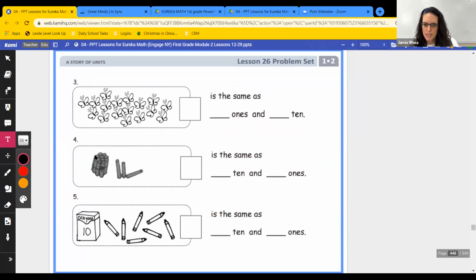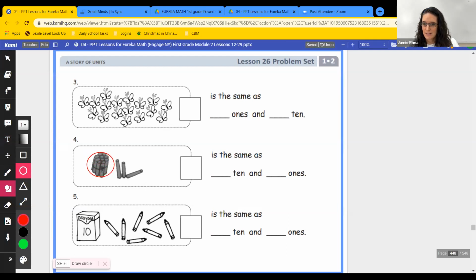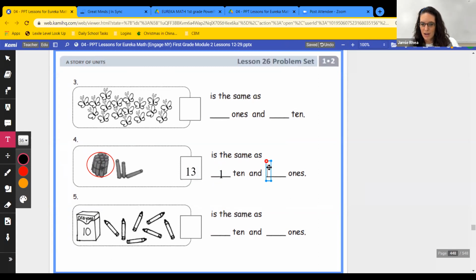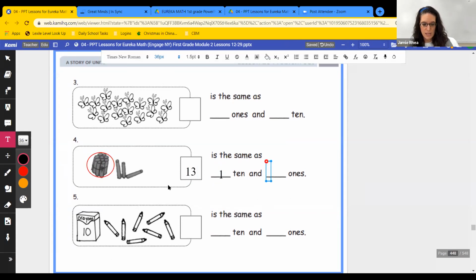Number 4 already has my 10 bundled. So I can just circle that 10. It's already bundled up together for me, okay? So now let's count. We have 10, 11, 12, 13. How many do I have? 13. How many bundles of 10 did I have? I have 1 bundle of 10. How many ones did I have not bundled in together? I have 3. I could also look and say 1 10, 3 ones. Here's 1 10, 3 ones.